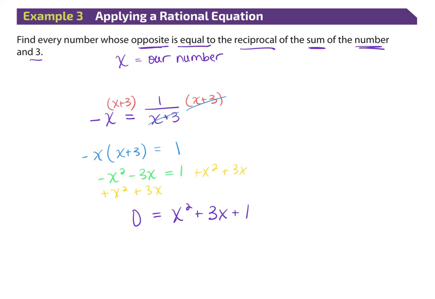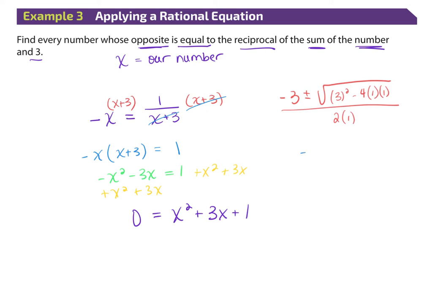There are no factors of 1 that add up to 3, seeing as how the only factors of 1 are 1 and 1. So the only way to solve this is the quadratic formula, right? Or completing the square, again, which nobody ever does. So negative b plus or minus the square root of b squared minus 4 times a times c, all over 2 times a.